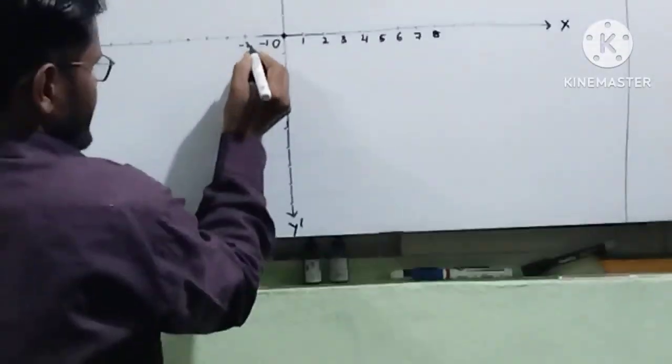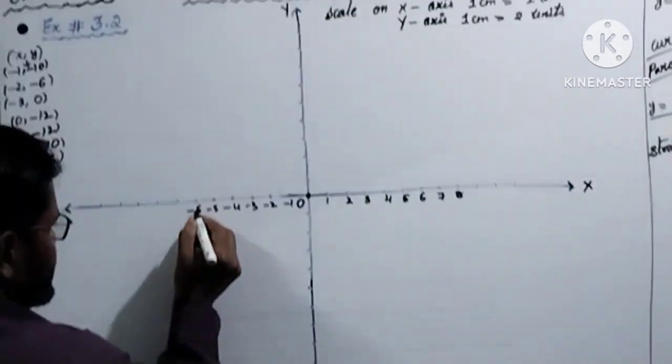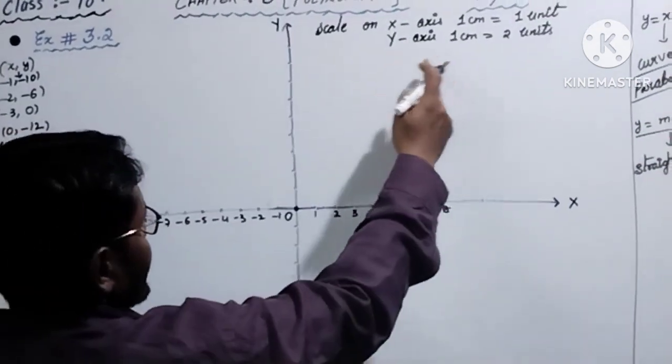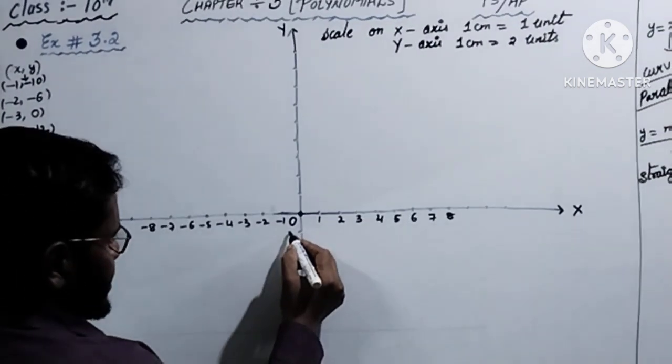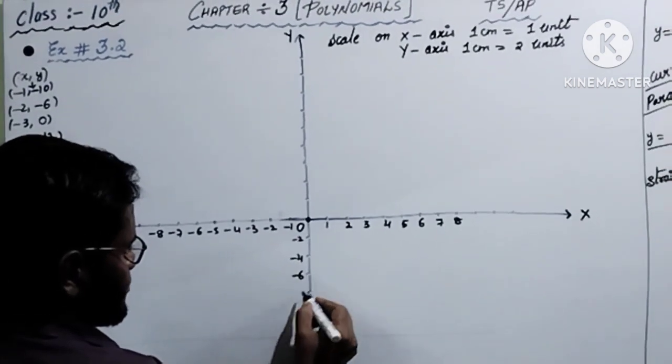Leave it. Then here minus 1. These are all negative integers. The next one: scale on the y axis, 1 centimeter equals how many units I have taken? 2. So let's take minus 2. Here these are all negative.